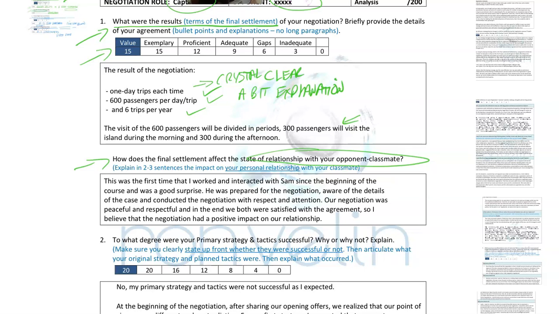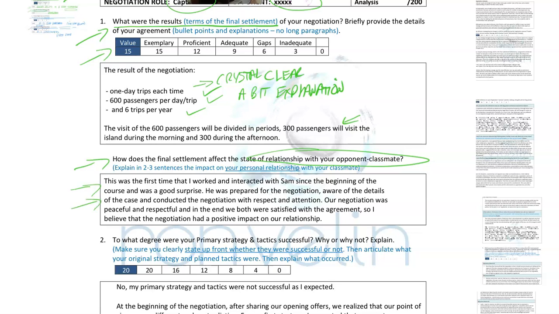And here what this person wrote was, this was the first time that I worked and interacted with Sam since the beginning of the course, and was a good surprise. He was prepared for the negotiation, aware of the details of the case, and conducted the negotiation with respect and attention.